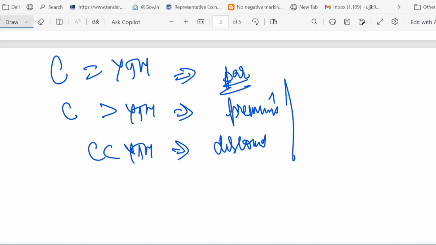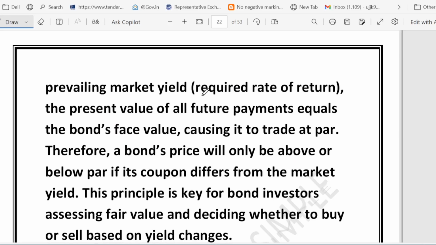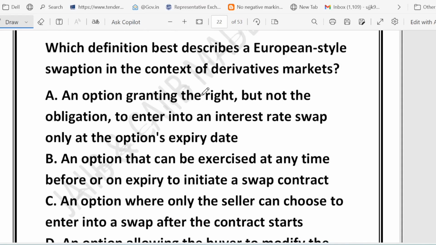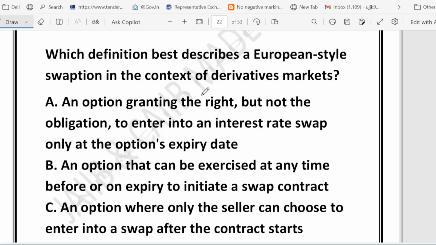Very important aspect. Now friends, let's have a look at the next question that we have. This question is related to the European style swaption. This is the favorite topic of IIBF, swaption. So the question is, what is a European style swaption in the context of the derivative market? Option A: an option granting the right but not the obligation to enter into an interest rate swap only at the option expiry date.